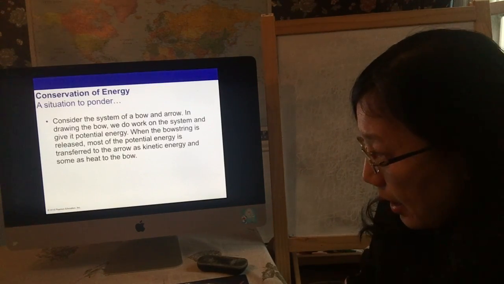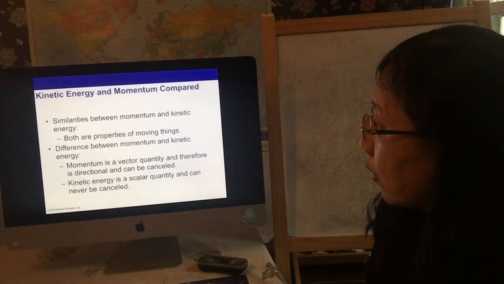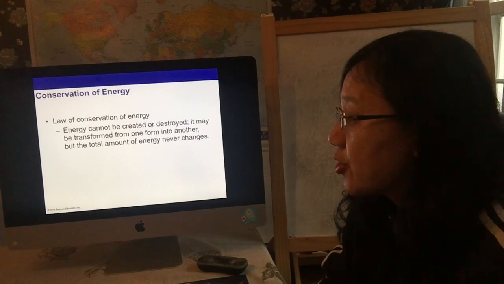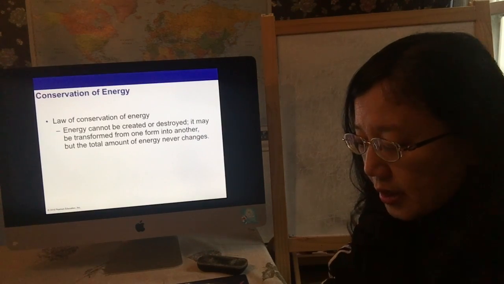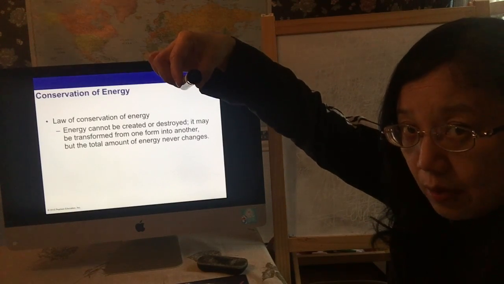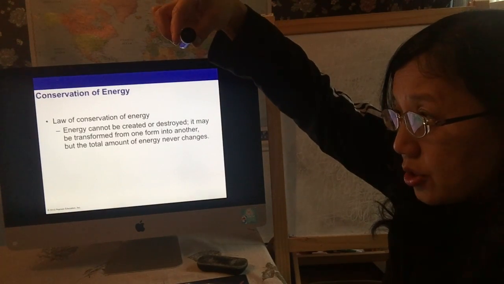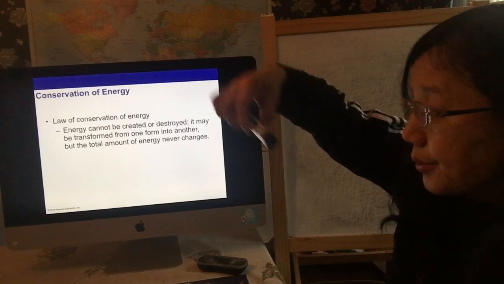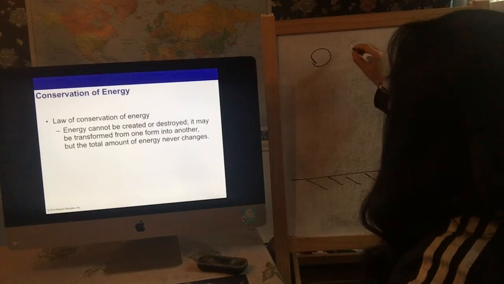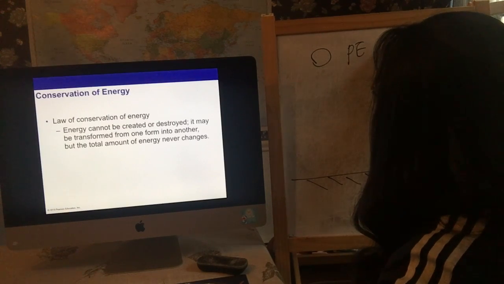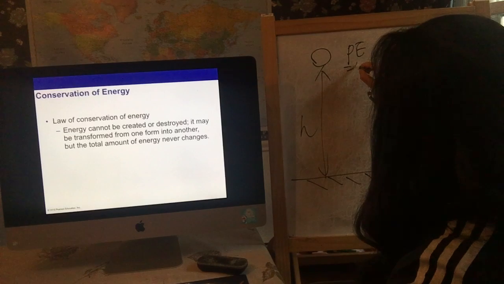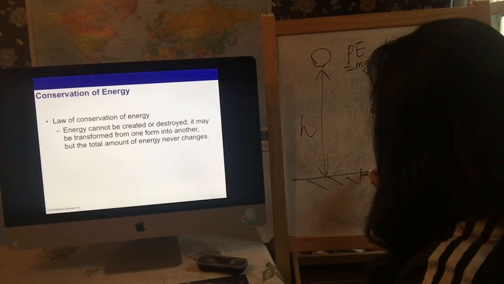Okay. I can give you some more examples about conservation of energy. For instance, the one I just gave to you, you have a free fall, right? If you have a free fall motion, we have potential energy, and kinetic energy is 0 here. This is H, so the potential energy equals mgh. This is my reference point.